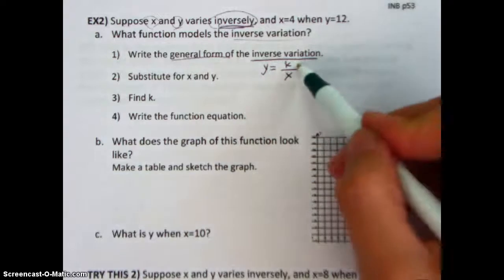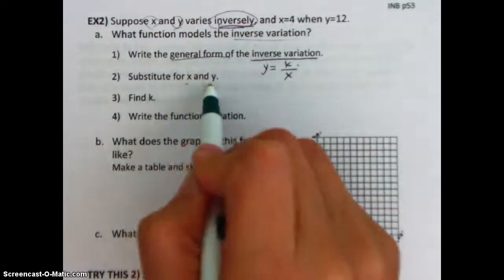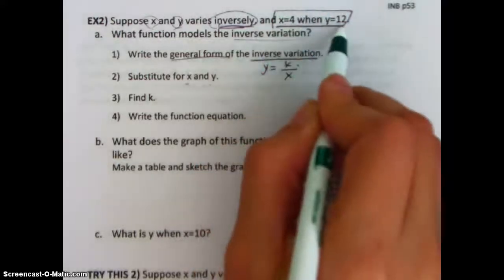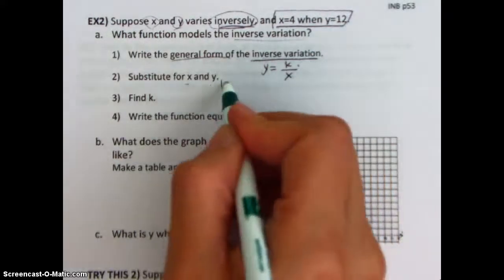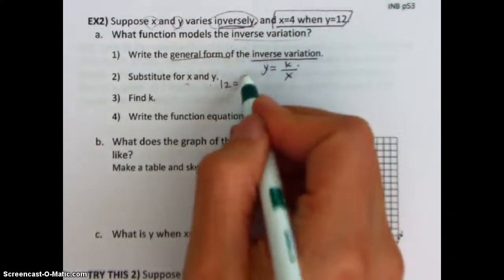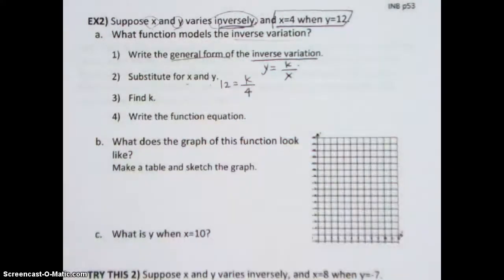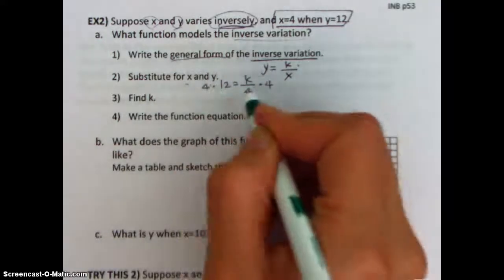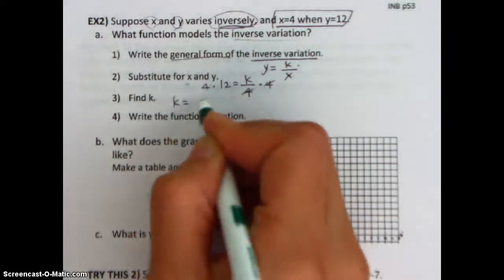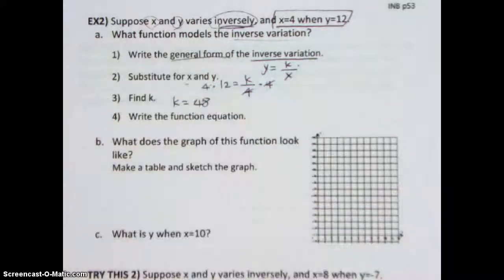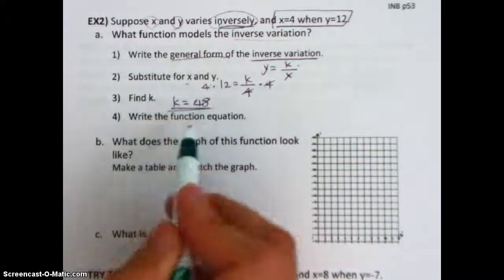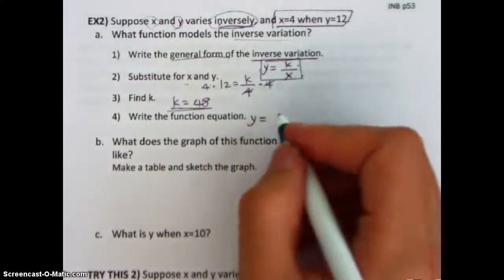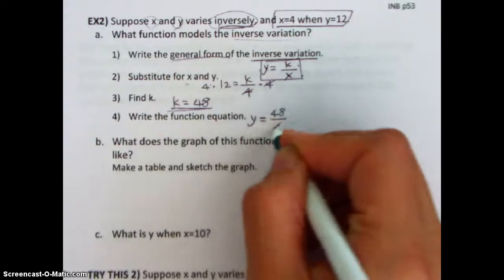To figure out k, we substitute for x and y because they gave you a piece of information. If x is 4, y is 12. That means if I plug in 12 to y and 4 to x, I should get k by itself. Now I multiply both sides by 4. k is 4 times 12, which is 48. Now we know that k is 48. Using our general form, we can just write the full equation, which is y is equal to 48 over x.